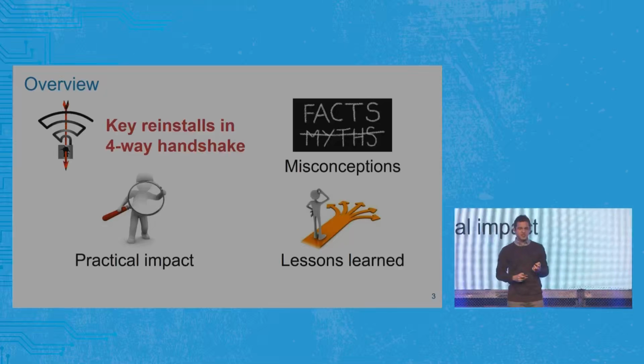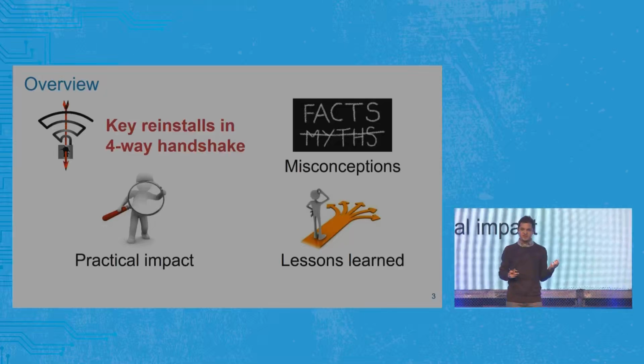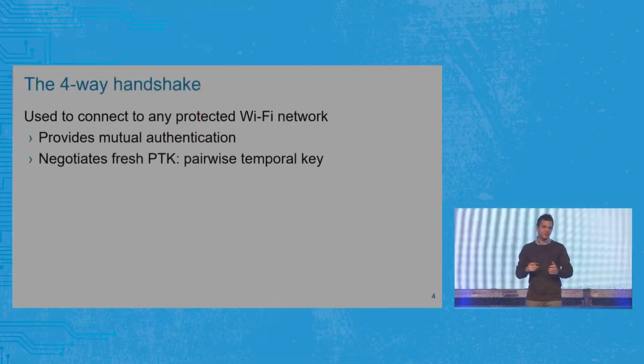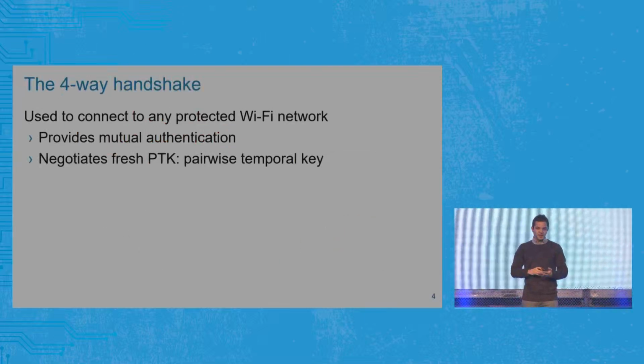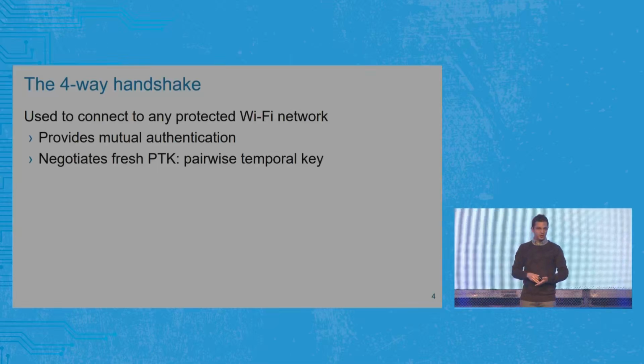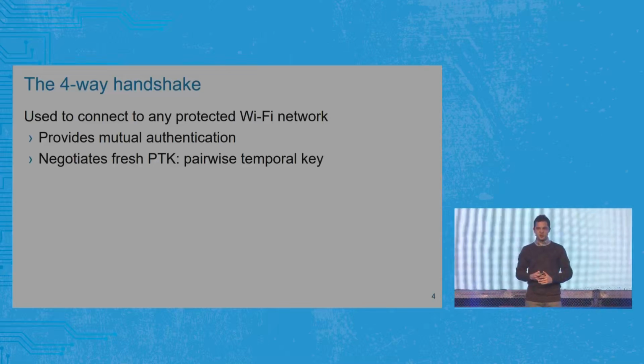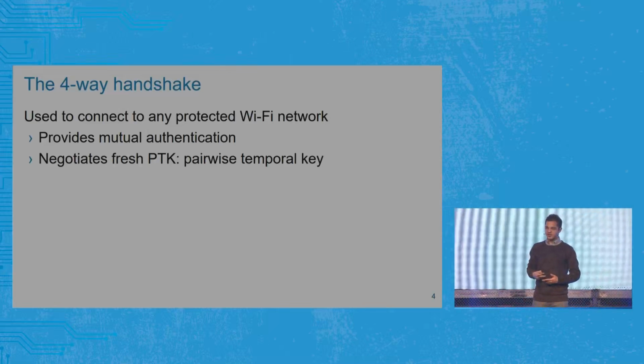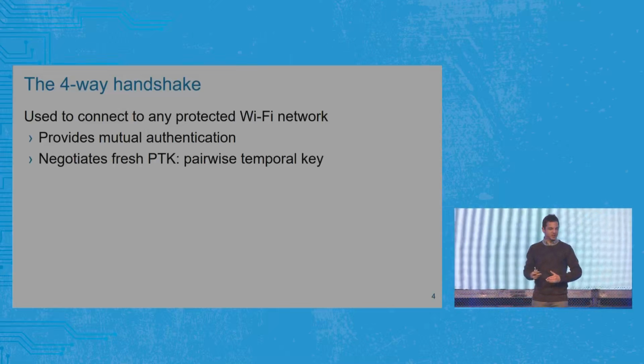And the first question I have to answer here is, what is the four-way handshake? The four-way handshake in a Wi-Fi network is used to authenticate both the client and the access point, that they possess the proper credentials. And in any protected Wi-Fi network, this four-way handshake is used at one stage of the connection process. So it's used both in your home network, where you just use a pre-shared password, but it's also used in more enterprise networks, where you, for example, have authentication using a username and a password.